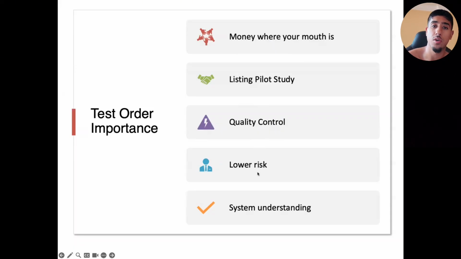Again, it lowers your risk as well because remember, you're not placing massive orders. And with your test order, you're not really looking to make profit. If anything, you will want to break even. And then understanding the system, understanding what it takes to order and send into Amazon. So essentially, that is the cycle of Amazon wholesale and brand direct: find a good product or find a good brand, find the supplier, negotiate and contact the supplier, place a test order, and then scale up over time. That's literally how it works.